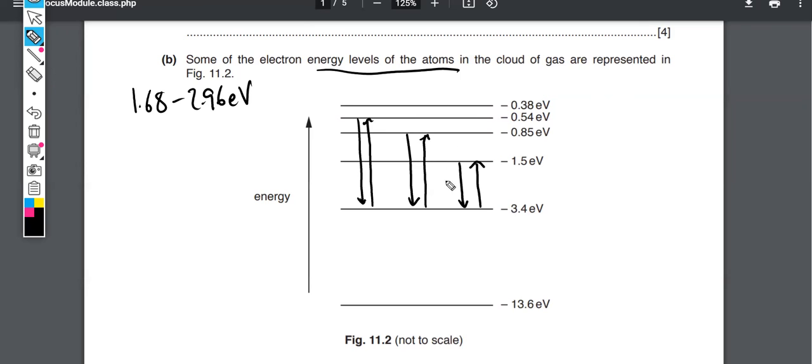But then you could start to consider any other gaps here, like, well, what about between 1.5 and 0.85? Well, there's only 0.65 electron volts between these two. And so that's too low of energy, right? We need something that's at least 1.68, but less than 2.96. And so you could entertain every jump that's on here, from this to that, from here to here, from here to here, and you'll find that those are the only three that work. So 1.5 minus 0.38, that's 1.12 to get from here to here. Well, 1.12 is still below, right?